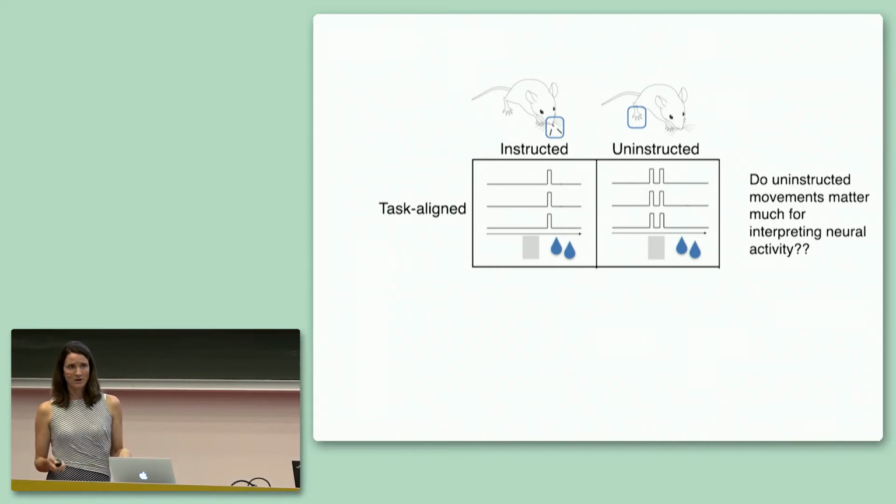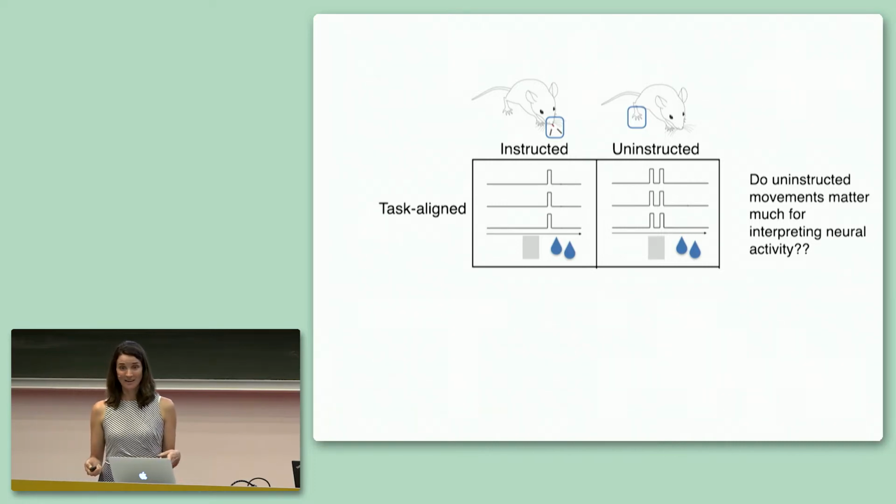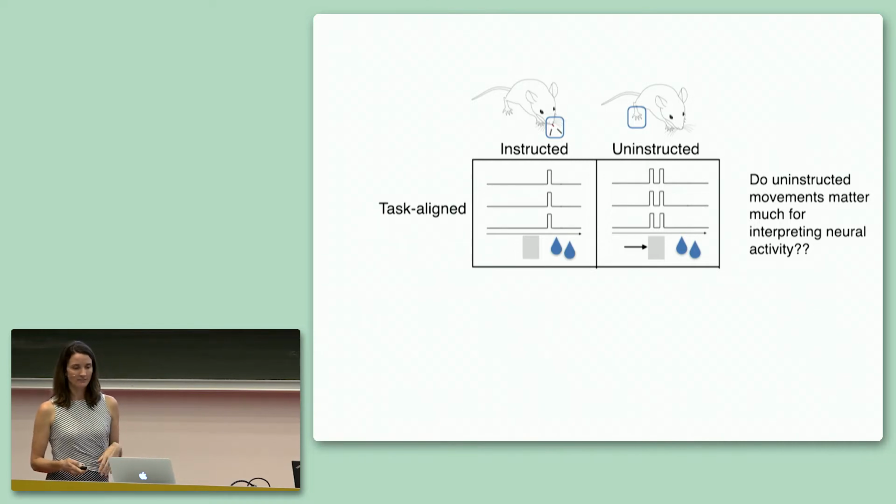And once we started thinking about it, we realized that there were really two kinds of uninstructed movements: the task-aligned ones that I just described a moment ago, the ones that occur at the same time on every trial, like in response to the visual stimulus, kicking a leg, for instance.